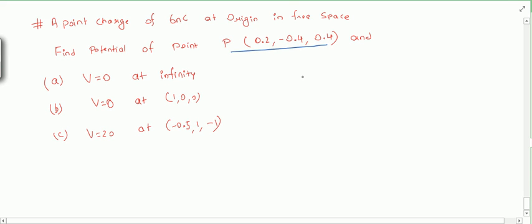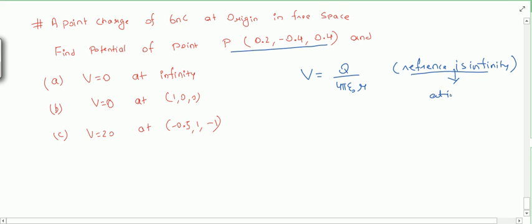What this means is, in the formula we have written V is equals to Q by 4 pi epsilon naught R, this is the formula when our reference point is infinity. What it means is reference is infinity. At infinity, the potential is 0. We have assumed in this formula Q by 4 pi epsilon naught R that reference is infinity, and by this we mean that at infinity the potential is 0.